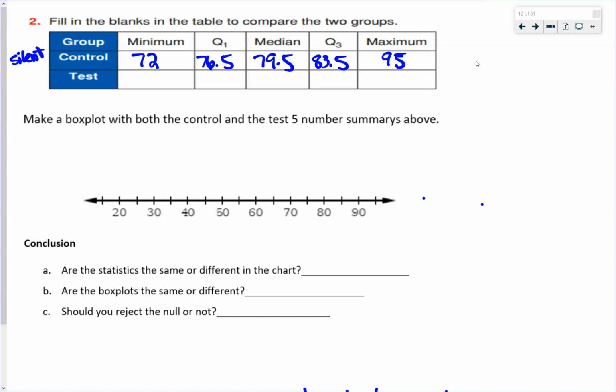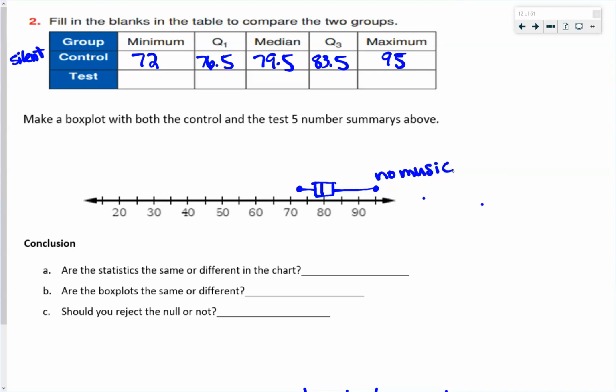All right. I'm going to go ahead and put that on here. So we have 72 is about right here. 76, 79, that's really close. 83, and then 95. Okay. So these are the quiz scores for when there was no music. So this was when it was silent in the room.